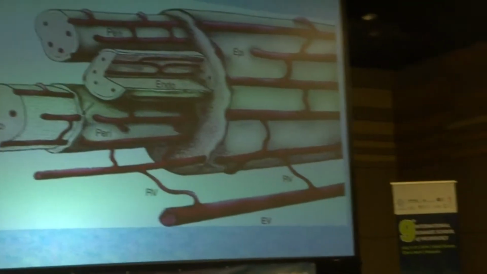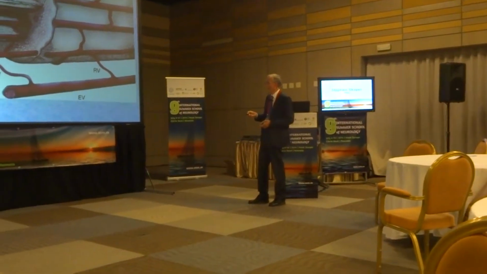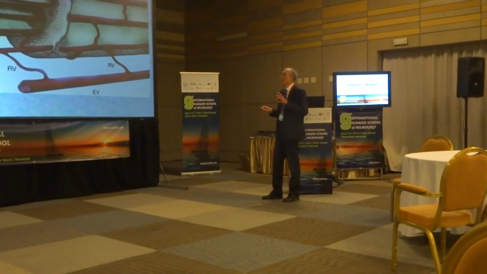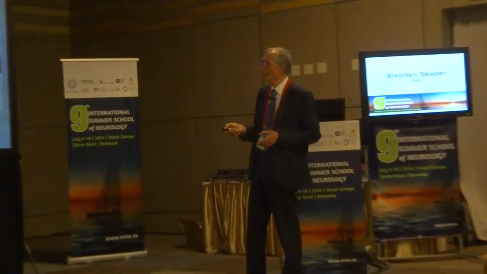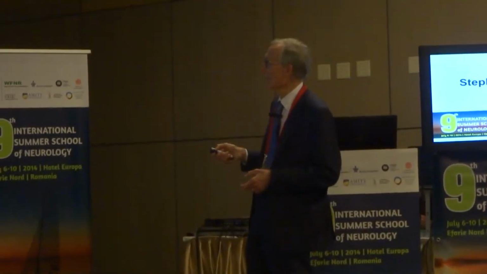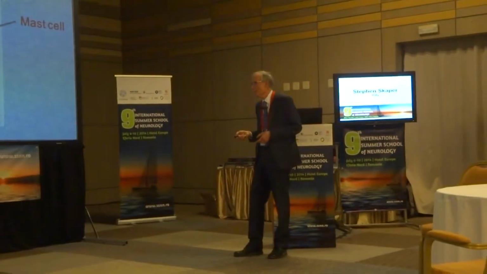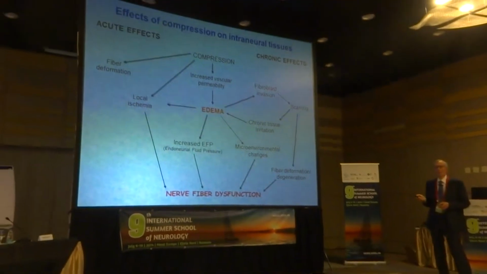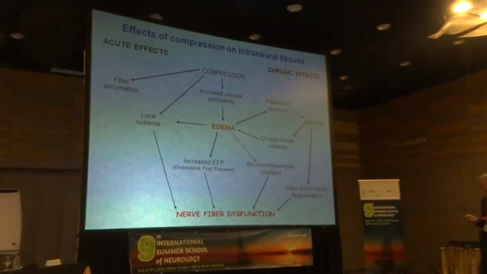If you have a compromised microcirculation and the endoneurium is swollen, this compartment is not very compliant. So if it swells, it really has no space to go, and you end up with compression on the nerve. And this compression can create all sorts of problems: fiber deformation, local ischemia, irritation, disruption of the microenvironment, and in general, nerve fiber dysfunction, which can lead to problems with nerve conduction, among other things, and also pain.